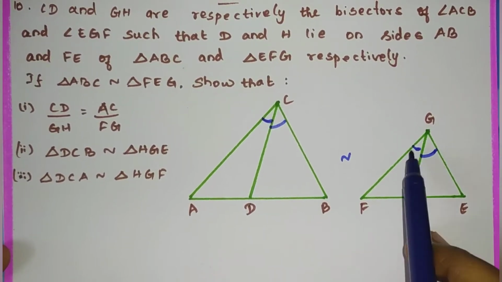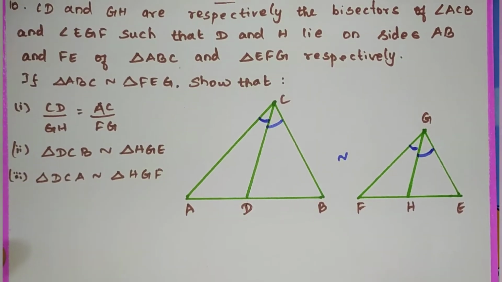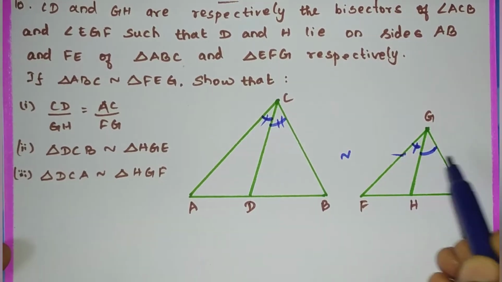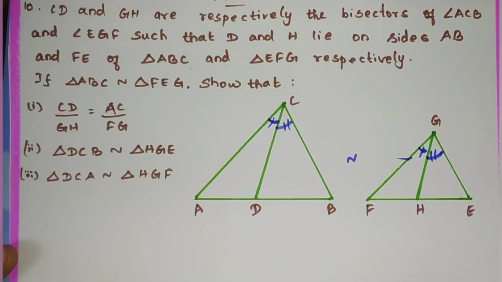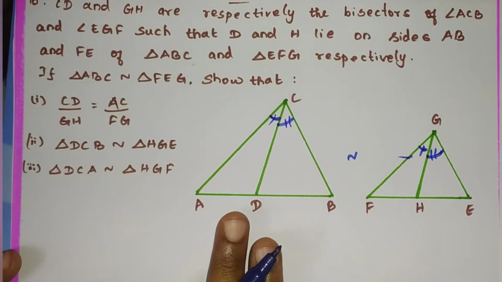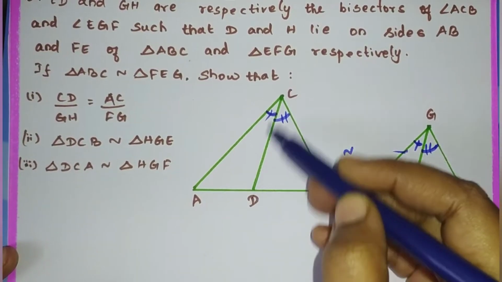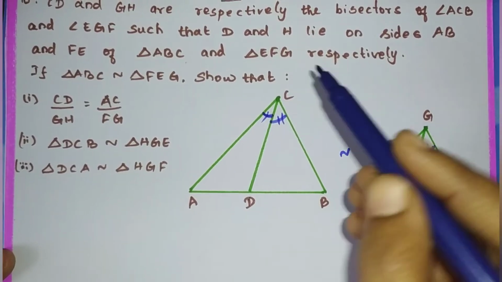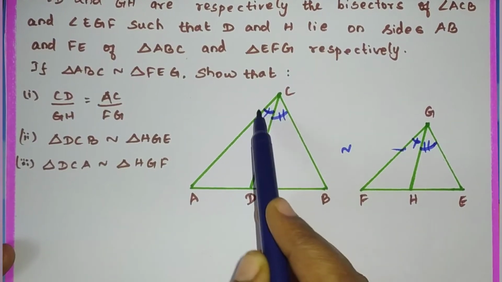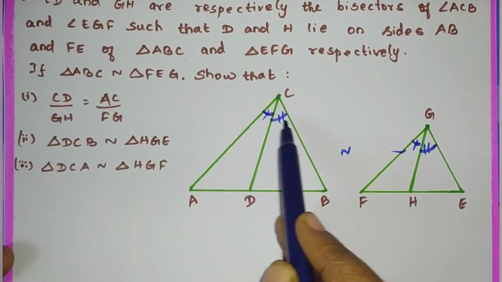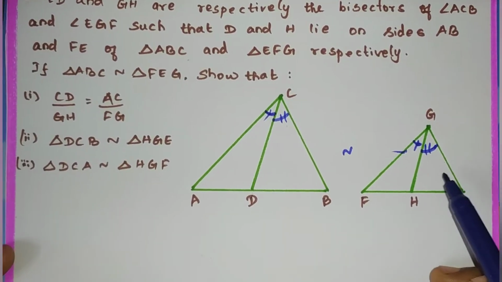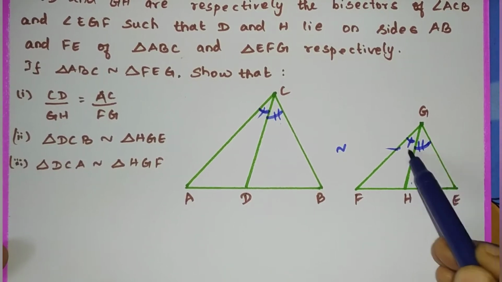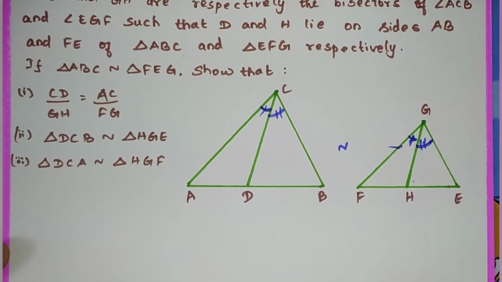GH is a bisector line. So this is 30 degrees and this one is 30 degrees. So this angle and this angle are equal, and this angle and this angle are equal. Clear? Is there any doubt? Since CD is a bisector of this whole angle, these two angles are equal. If this is 60 degrees, this is 30 and this one is 30. And here GH is a bisector of the angle EGF, so this angle and this angle are equal.